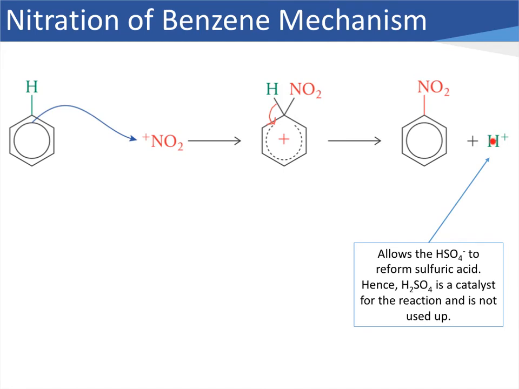We have the nitro group and we have H+. And so this H becomes H+ because it donates both of these electrons to the pi system. And this H+ allows HSO4- to reform as sulfuric acid, which means sulfuric acid is a catalyst. And that is the mechanism for the nitration of benzene. We will absolutely discuss this in class together and review the mechanism, but that is the mechanism that is required from today's video.